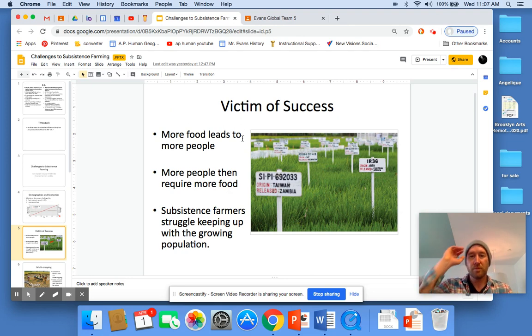All right. Here, by the way, the picture is showing different types of rice and where they originated from. Here's part of the problem. And again, we kind of have this paradox that when you're able to grow more food, that leads to more people. That's like one of Mr. Evans' basic equations. But then those more mouths require more food. And so subsistence farmers are simply struggling to keep up with the growing populations.